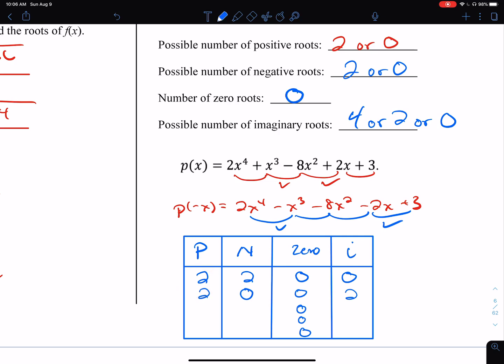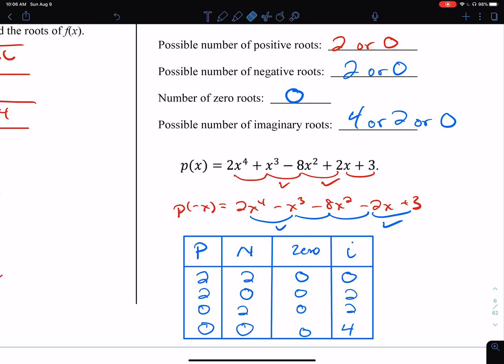Now let's go 0 that are positive, 2 that are negative. Then there has to be 2 that's imaginary. We could go 0 that's positive, 0 that's negative, and 4 that's imaginary. I think that we've listed every combination.